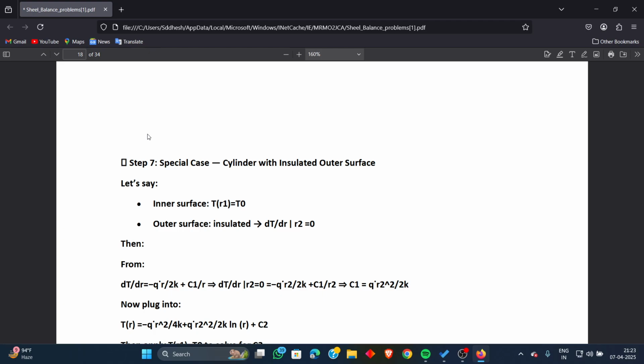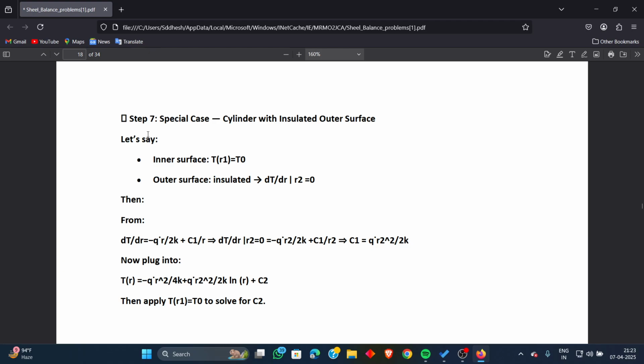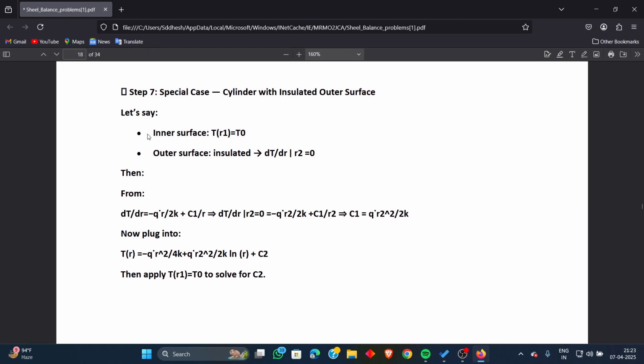Step 7, special case, that is a cylinder with an insulated outer surface. Let's say the inner surface T(R1) is equal to T naught, and for the outer surface, dT by dr at R2 is equal to 0. From dT by dr is equal to minus Q dot R by 2K plus C1 by R, this gives dT by dr at R2 is equal to 0. And after solving this, we get 0 equal to minus Q dot R2 by 2K plus C1 upon R2.